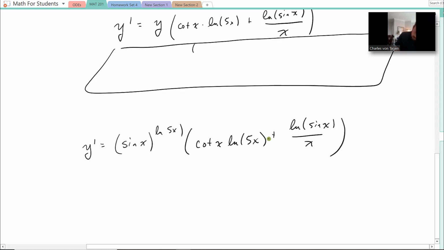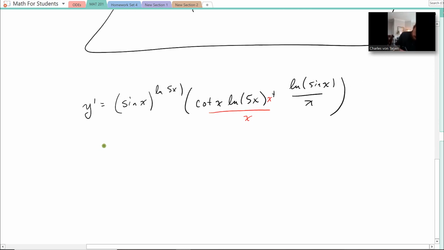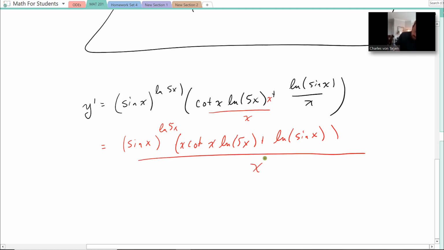And you'd multiply this expression right here by x over x, and then pull that x out in front of everything, so we'd end up with the sine of x all to the natural log of 5x times the cotangent of x, ln of 5x, and then we've got this new factor of x being multiplied to it, plus the natural log of the sine of x, all that over this common denominator of x here.